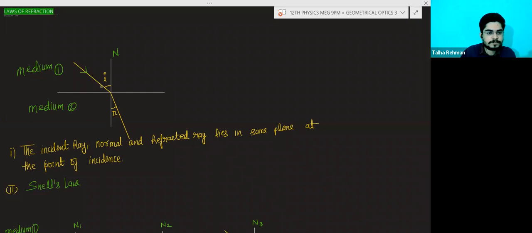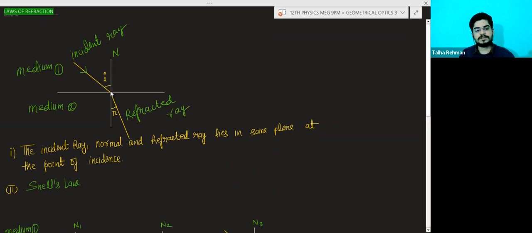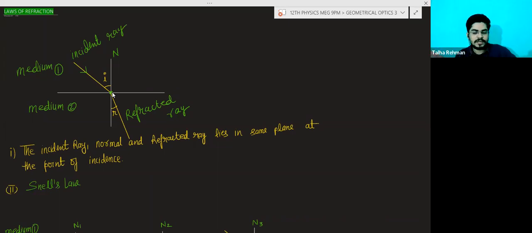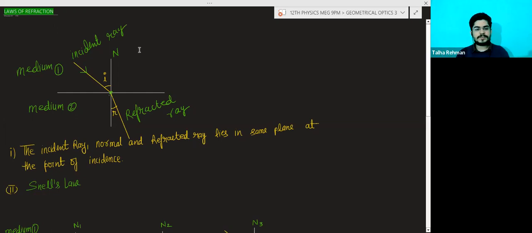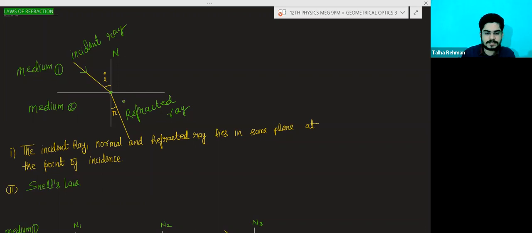See this. This is the incident ray. This is the normal. And this is the refracted ray. And here is the point of incidence. So the incident ray, normal, and refracted ray at the point of incidence all lie in the same plane. What is the meaning of the same plane? Look at the screen of your laptop or iPad, whatever you have. All these things I have drawn are in a single screen. That screen of yours is a plane, and the incident ray, normal, and refracted ray will lie on that plane. And this is valid always.